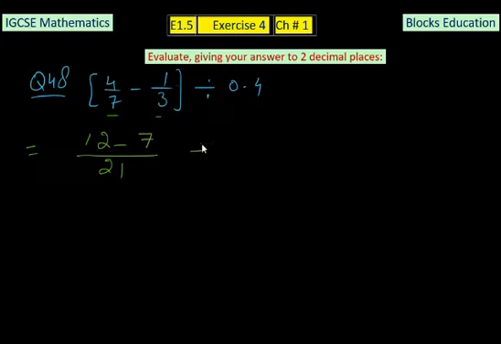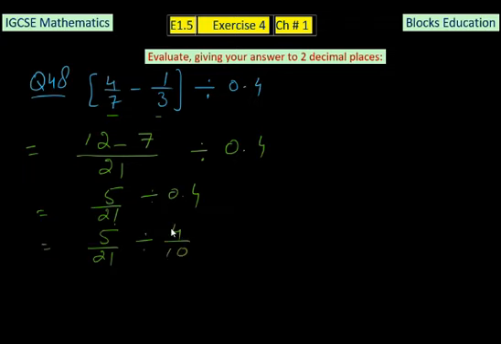And then it is divided by 0.4, and 12 minus 7 is 5, so you have 5 over 21 divided by 0.4. Now this 0.4 we can write as 4 over 10, so we can write 5 over 21 divided by 4 over 10, and further 4 over 10 can be simplified as 2 2s are 4, 2 5s are 10, so you are left with 5 over 21 divided by 2 over 5.